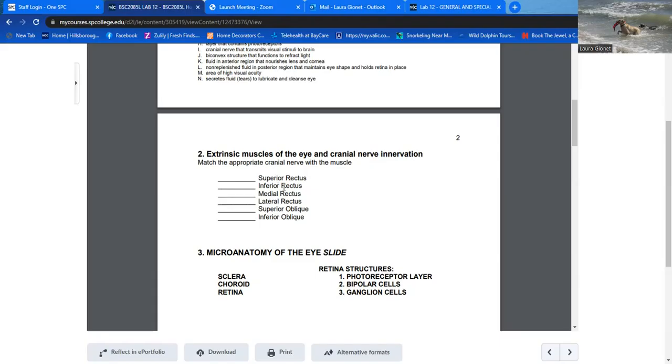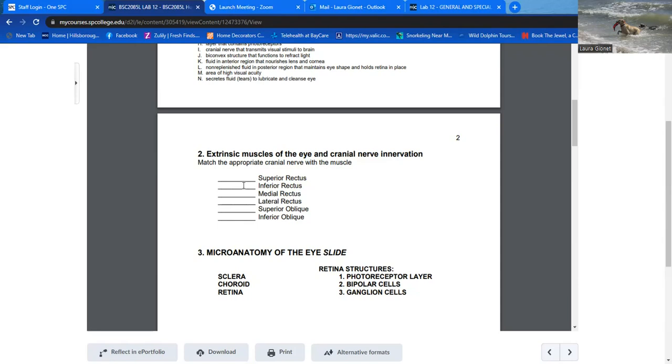Okay, so superior rectus is innervated by cranial nerve 3, or you can write 3 in there, or oculomotor. Inferior rectus, cranial nerve 3, oculomotor. Medial rectus, cranial nerve 3, oculomotor. Lateral rectus, cranial nerve 6, abducens. Superior oblique, cranial nerve 4, trochlear. And inferior oblique, cranial nerve 3, oculomotor.